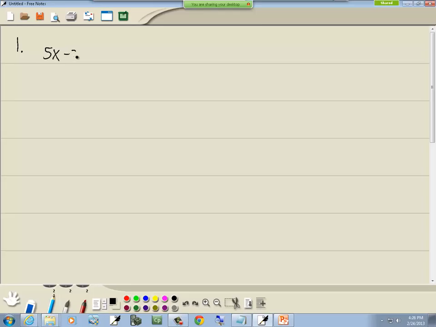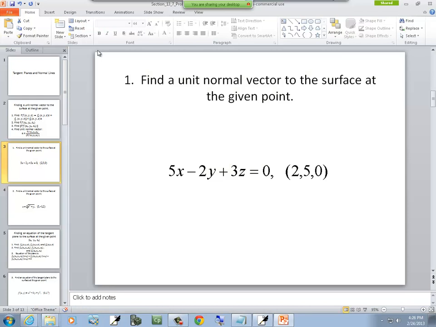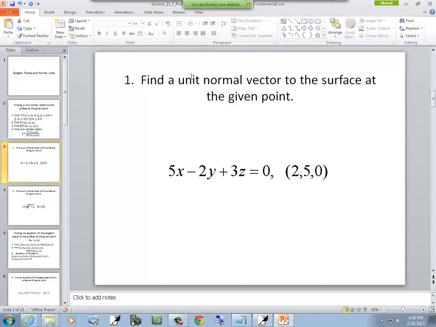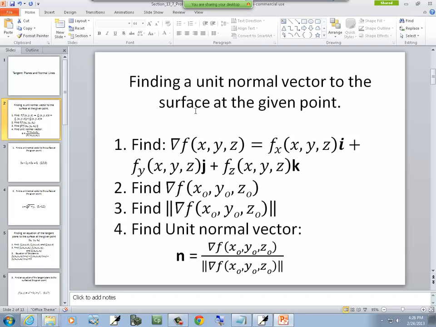5x minus 2y plus 3z is equal to 0. And it's at the point 2, 5, and 0. It says find a unit normal vector to the surface at the given point. Now these are our steps. First step is to find del f.